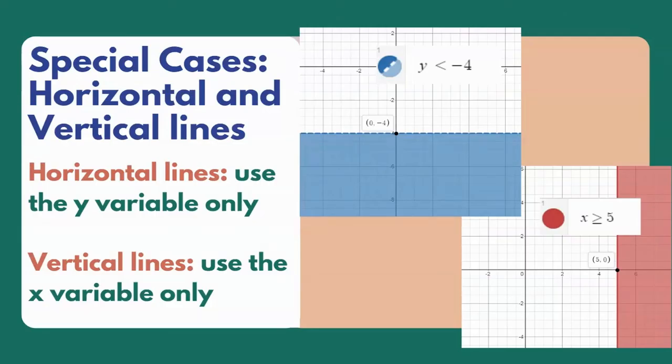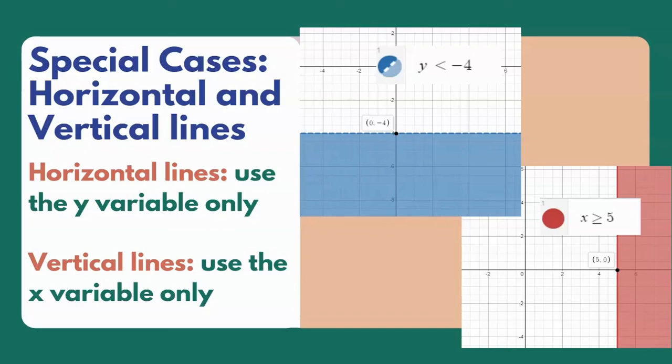Sometimes we have some special cases where we write linear inequalities that only have one variable. And this is when we have horizontal or vertical lines. If we notice that we have a horizontal line, this means that we only use the variable y. Just like in the example that I have here, we have y is less than -4, which means we used a dotted line and we shaded below, but we did a horizontal line where y is equal to -4.